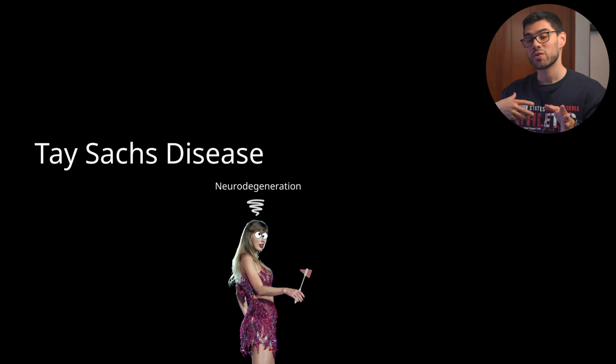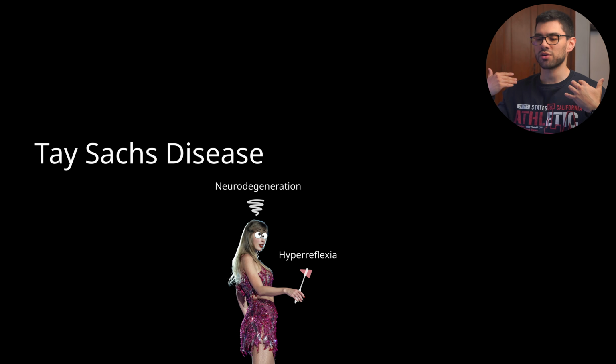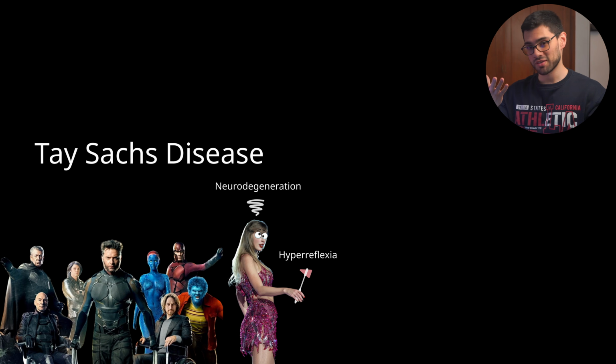It was a reflex hammer, right? The reflex hammer is there to help us remember the hyperreflexia, which is a cardinal symptom of this disease. We see the reflex hammer, we think of hyperreflexia, okay? Now, there were a few soldiers behind her. Who were they? They were the X-Men, right?